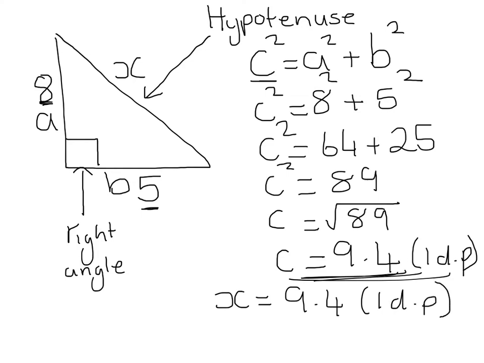Okay, that's how we find the hypotenuse. That's the longest side, and it's always the side that's opposite the right angle.